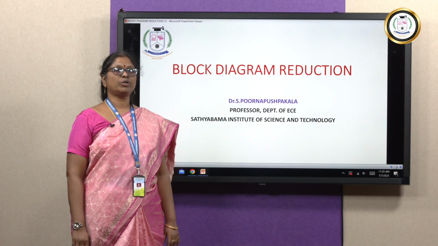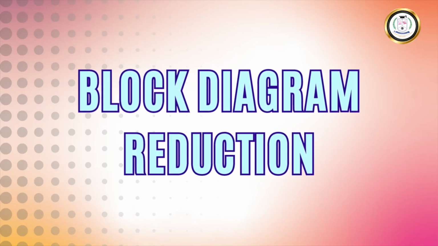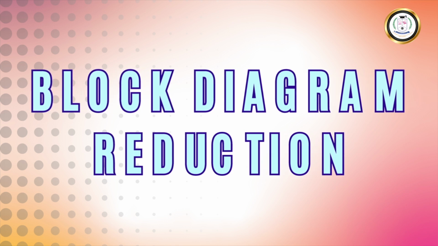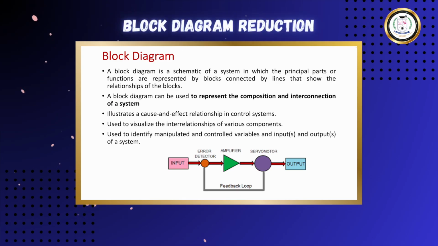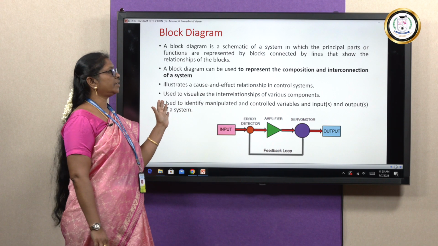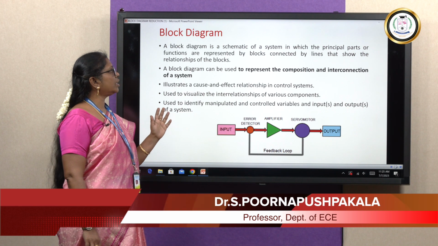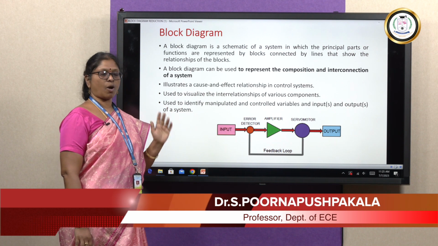Today we are going to discuss block diagram reduction from the control systems topic. So what is a block diagram? A block diagram is a schematic of a system in which the principal parts or functions are represented in blocks connected by lines that show the relationship of the blocks.